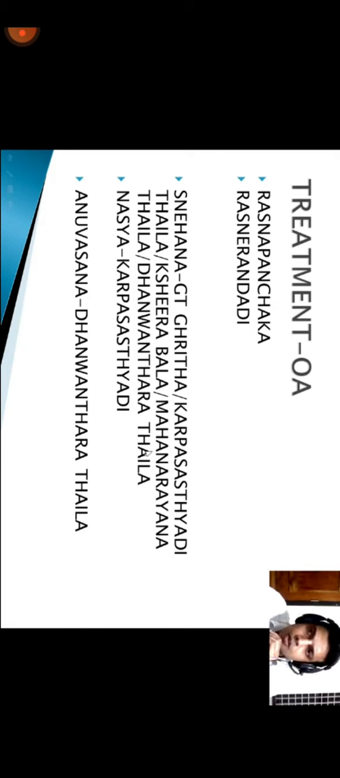Internally, we can use 10 drops, a PD dose is enough. And Dhanwantara Taila is also a Brahma Taila. If muscle wasting is there, use Dhanwantara Taila. And Nasya with Karpasasthyadi Taila initially, 6 or 8 drops in each nostril, is found useful. Then we can use Gandha Taila. Gandha Taila Nasya is very useful in osteoarthritic conditions of the upper body. And Anuvasana with Dhanwantara Taila.